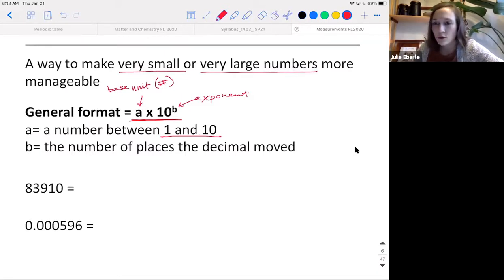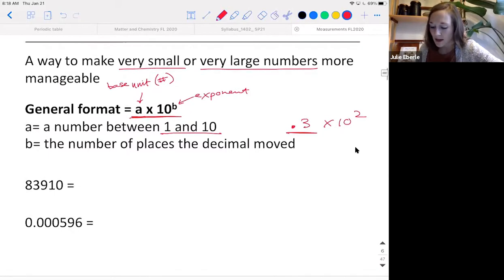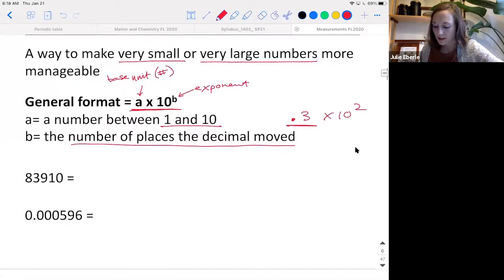Okay, so if you do some manipulation and you end up with 0.3 times 10 to the power of 2, that is not properly written in scientific notation because 0.3 is not a number between 1 and 10. So always make sure your base number is between 1 and 10. And then B, the exponent, is going to match the number of places that the decimal moved. So what do I mean by that? Let's look at some examples.